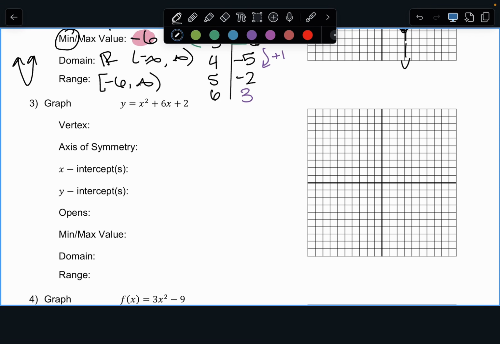How'd you get x-intercept or decimal? No, it is negative b over 2a. Okay, so try to get the width. It'd just be this.